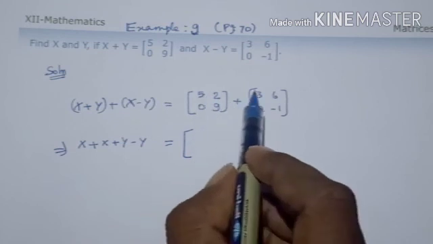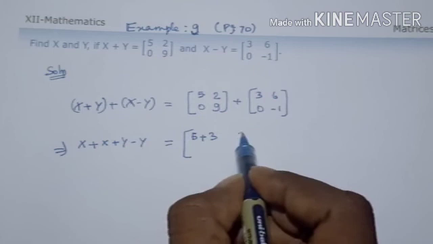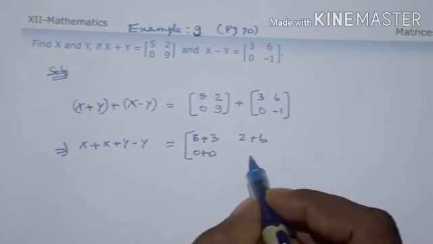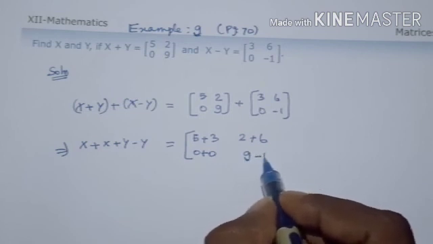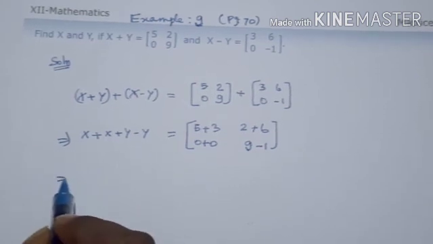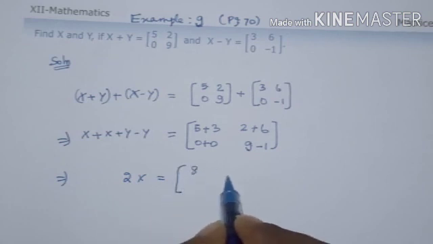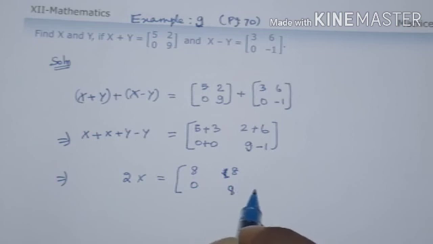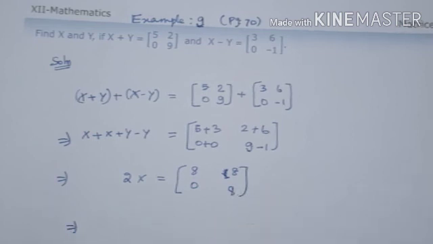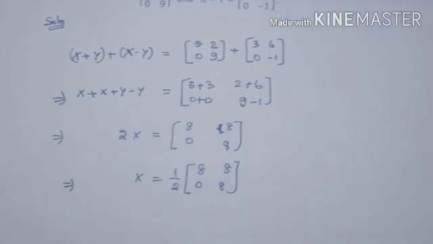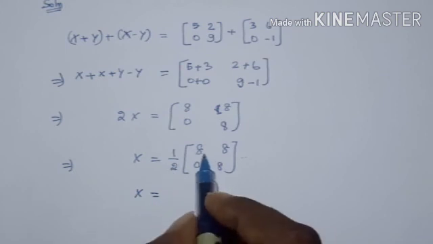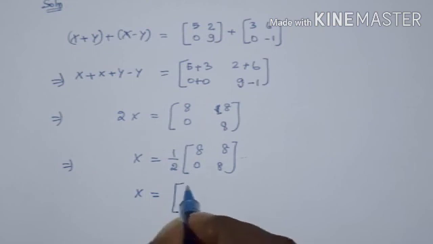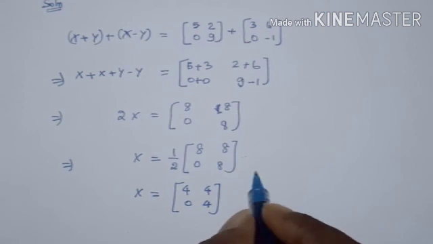On the right hand side, now we can add these numbers. When you add this, you will get 5 plus 3, 2 plus 6, 0 plus 0, and 9 plus 9 minus 1. This implies 2x is equal to 5 plus 3 is 8, 2 plus 6 is 8, 0 plus 0 is 0, then 9 minus 1 is 8. Further, x is equal to, we can take that 2 to the right hand side, 1 by 2 of [8 8; 0 8]. Then you can simplify further. When you simplify this, x is equal to 1 by 2, all the numbers will be divided by 2, then you will get [4 4; 0 4]. So now we found the x.